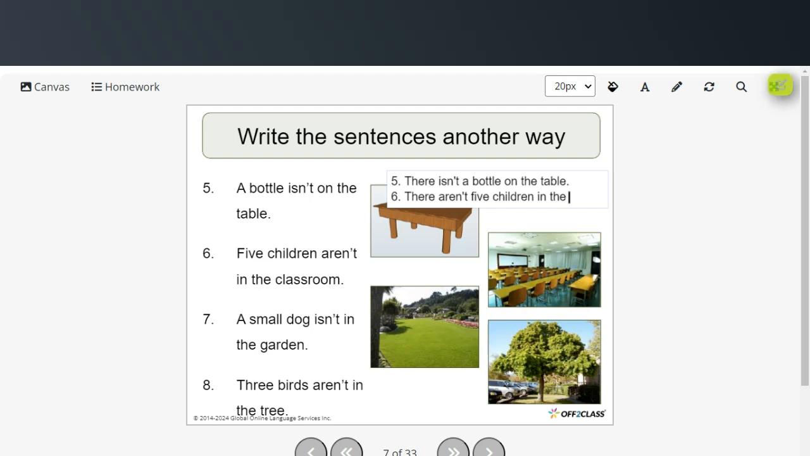A small dog isn't in the garden. Could also be there isn't a small dog in the garden. 3 birds aren't in the tree. There aren't 3 birds in the tree.